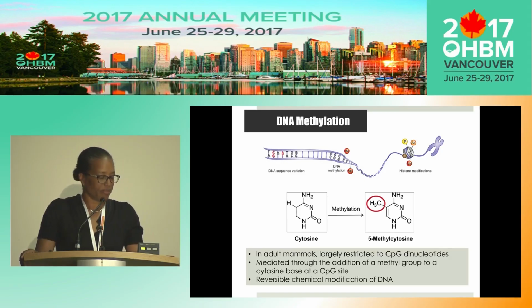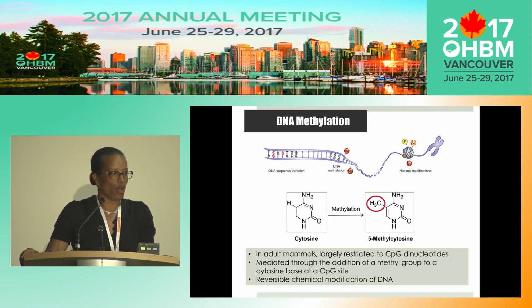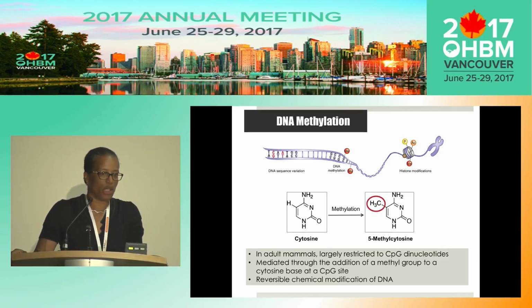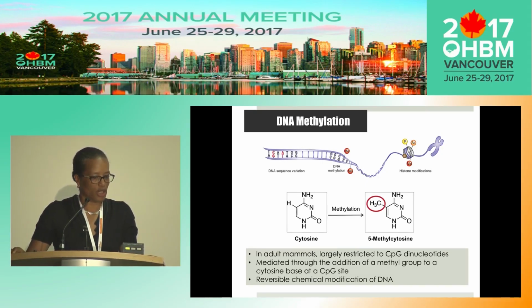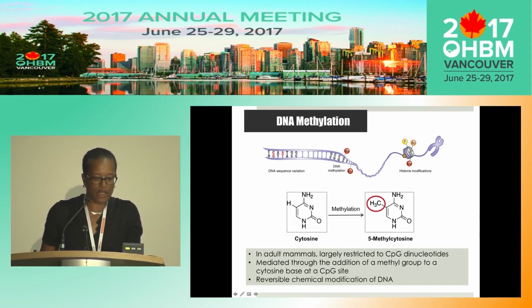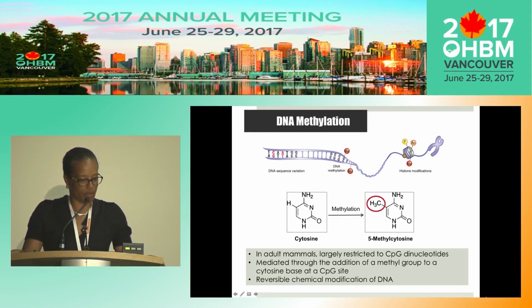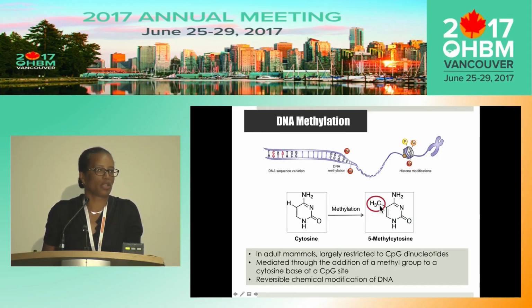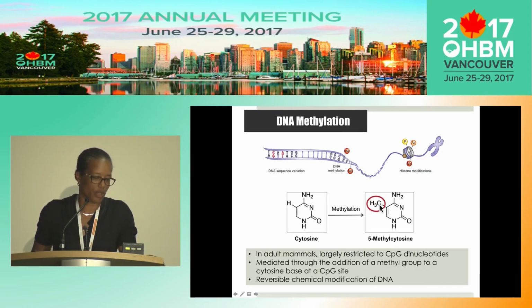DNA methylation in mammals usually occurs at a very specific position in the DNA, at dinucleotides formed by a cytosine followed by a guanine. DNA methylation transforms a cytosine nucleotide into a methylcytosine that is methylated at the 5 position. So it's a chemical modification of a very specific residue on the cytosine nucleotide.